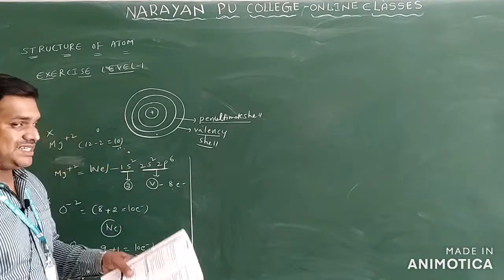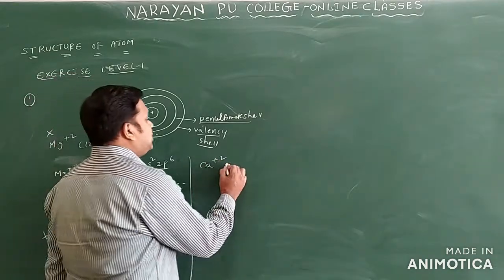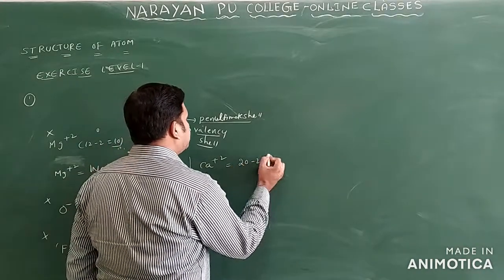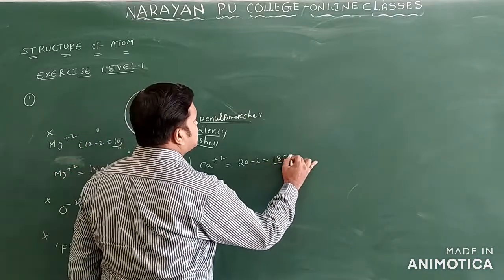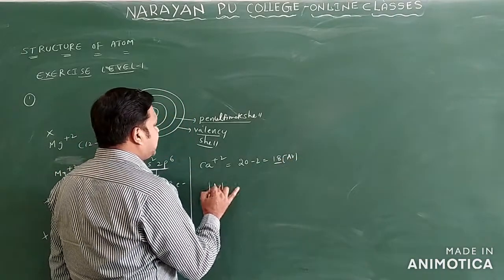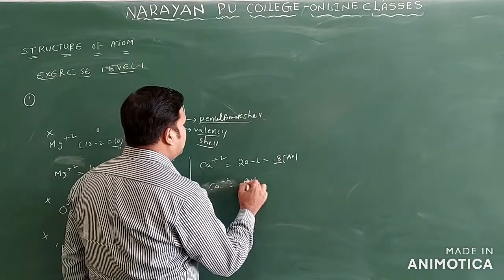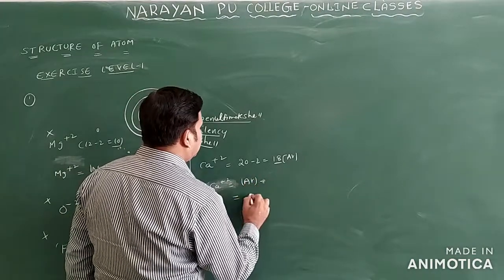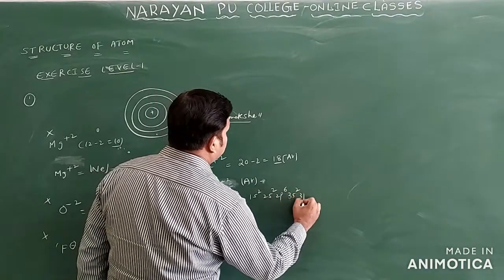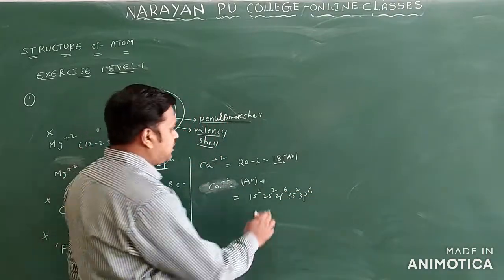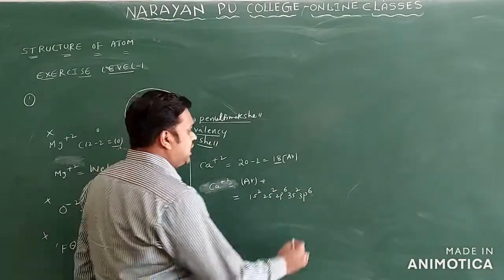Next option we have, that is Ca plus 2 only. Ca plus 2. Calcium atomic number is how much? 20, minus 2 means how many electrons we have? 18 is there only. So 18 means the configuration is similar to which one? Argon only. Ca plus 2 is equal to the argon configuration. Now I will write this: 1s2, 2s2, 2p6, 3s2 and 3p6 we have. You can see here 6 plus 2 is 8, 8 plus 2 is 10, 10 plus 6 is 16, 16 plus 2 is 18 electrons only.